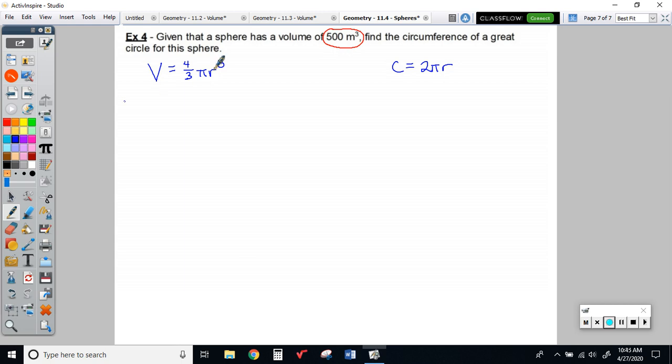So at this point, replace V with 500. You have 4/3 pi r cubed. You're definitely going to need your calculator for this one. Make sure you know where this button is or how you would do this calculation on your calculator. So here we're trying to get r by itself. So we're trying to get rid of this 4/3 pi multiplied by that. You could think of this as divided by 4/3 pi.